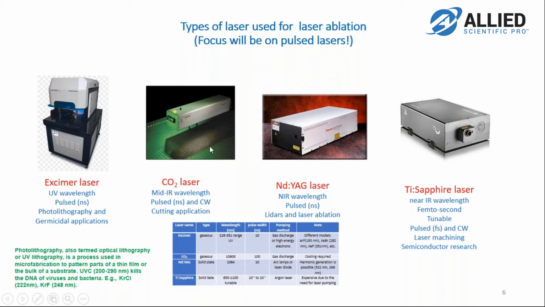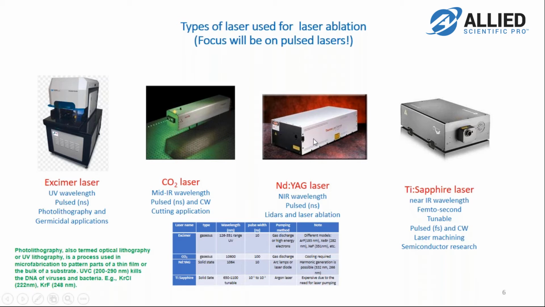Next, we move on to the CO2 laser, which is in the mid-IR wavelength at 10 micron wavelength. It's a very popular laser used in industry for cutting purposes, especially for cleaning. Also, it's very, very useful. It's a gas discharge laser. It requires a lot of cooling. A pulsed nanosecond laser is available. You can also get the continuous wave or CW laser. So that's one laser that is quite popular.